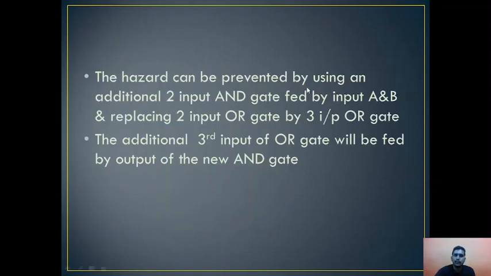The hazard can be prevented by using an additional 2 input AND gate fed by inputs A and B. That is, an AND gate of A and B is placed and its output is given to the OR gate, which then has 3 inputs. Because of the third input, the propagation delay between the gates is covered, and it will get the desired output at the desired time only.